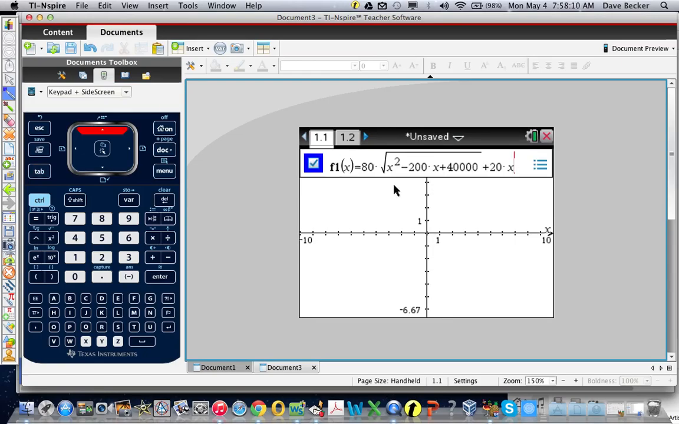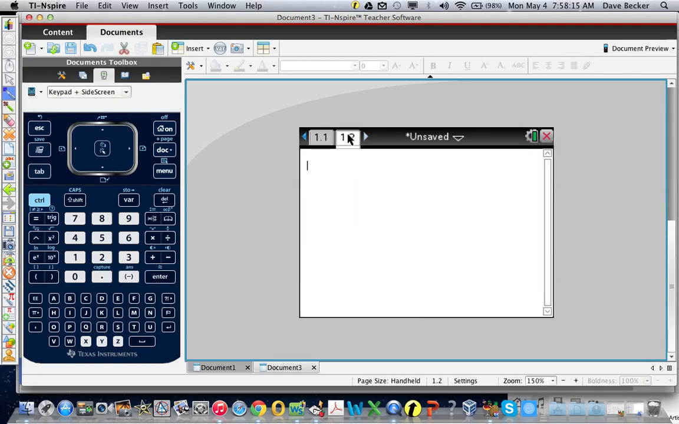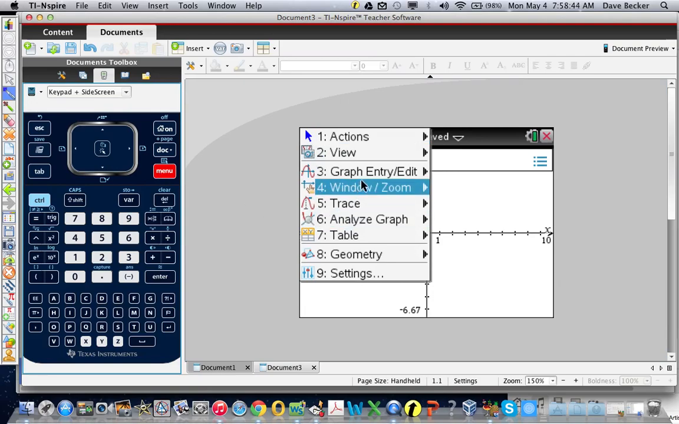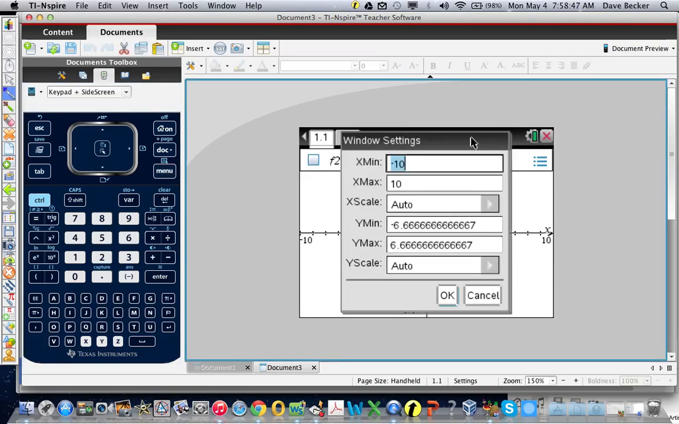It's f1 of x, right there. So if I go over to my calculator page and I type f1 of, say, 2, it tells me at 2, look at that, the value of the function is 15,960. So I've got to have a huge y-axis. And we're talking about hundreds of meters here, so that gives you a clue as to what you want your x-axis to be. So let's go to Menu, Window Zoom, Window Settings.